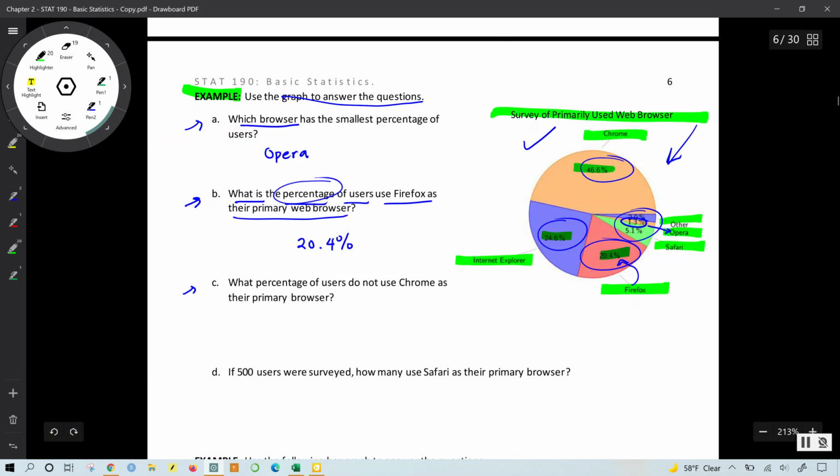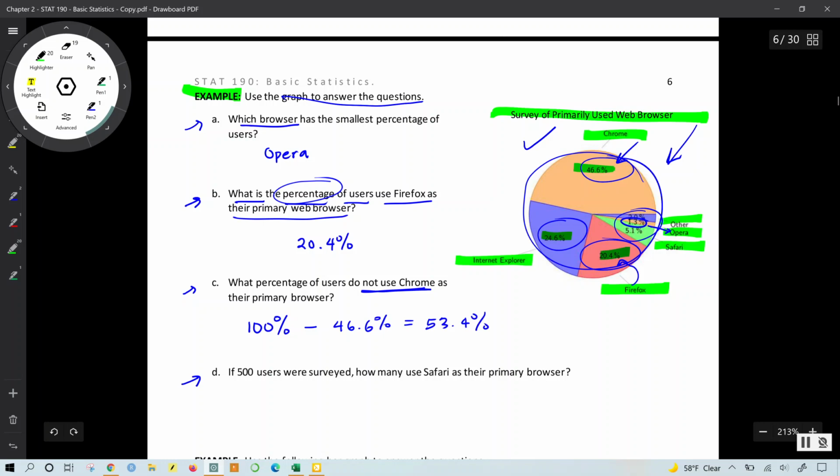C, what percentage of users do not use Chrome? That would be all except 46.6%, which corresponds to users of Chrome. So that would be the total 100% minus 46.6%, and that gives 53.4%.